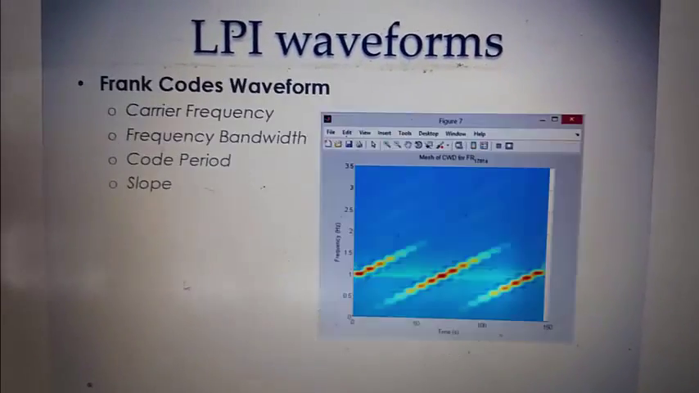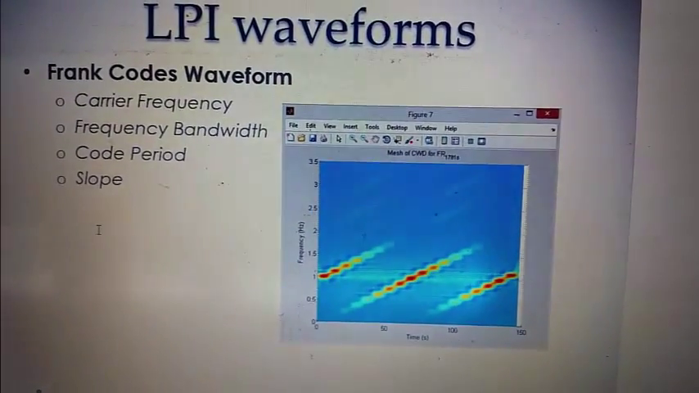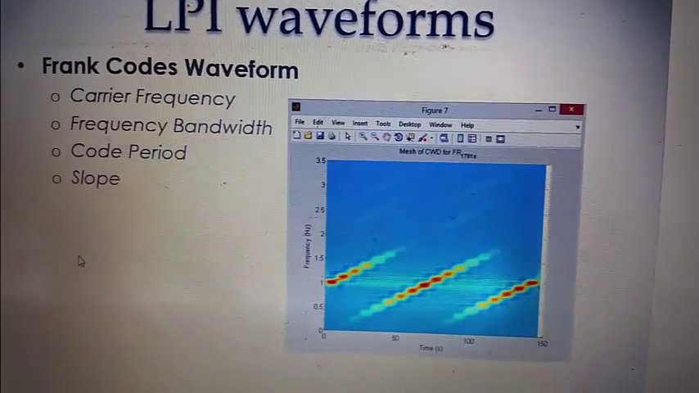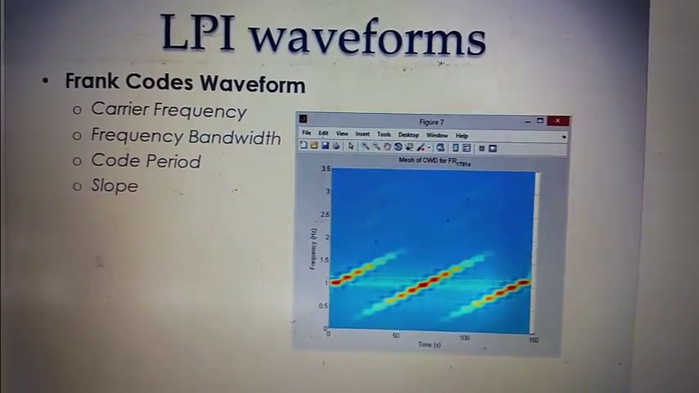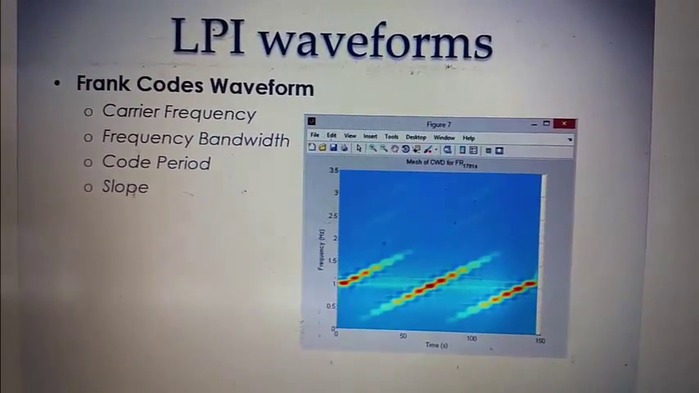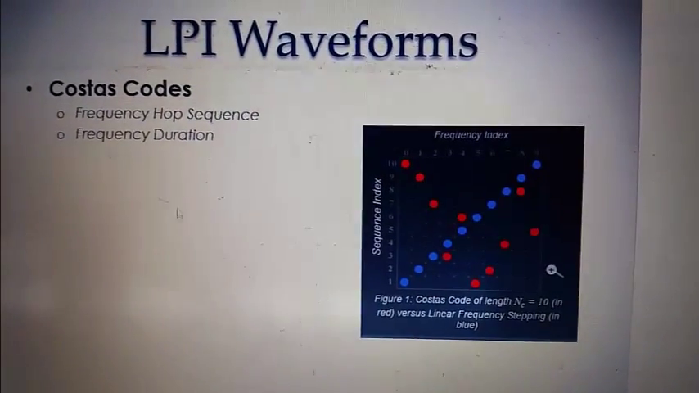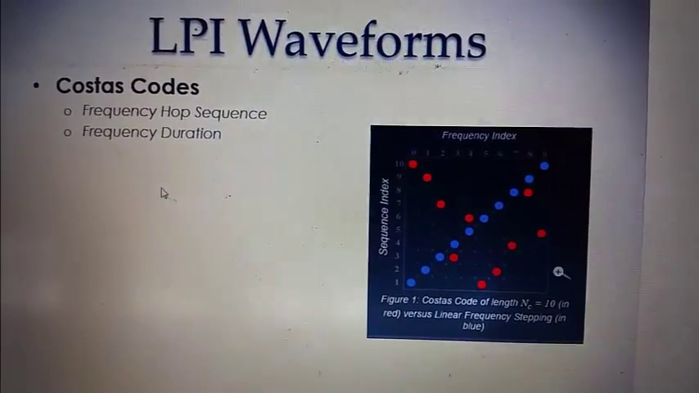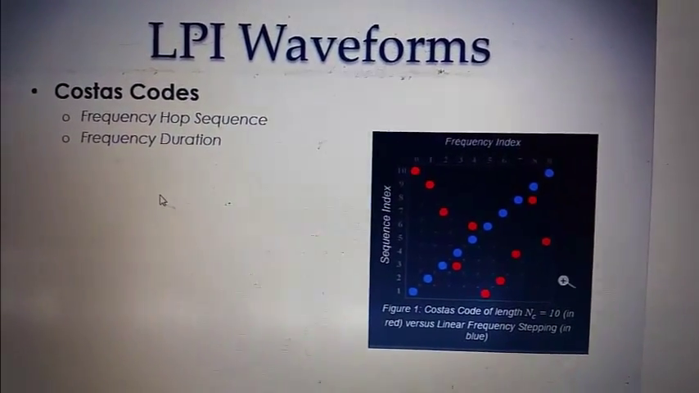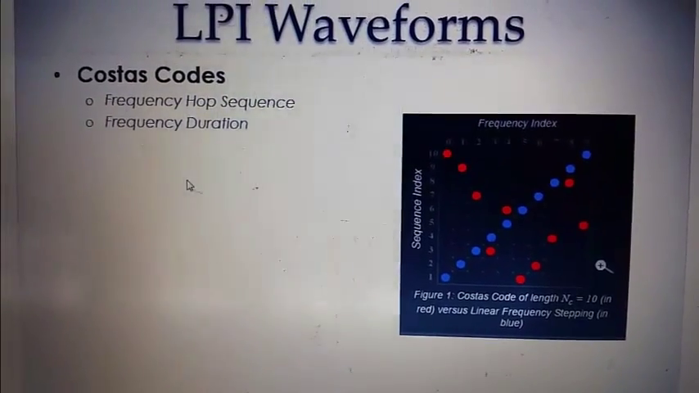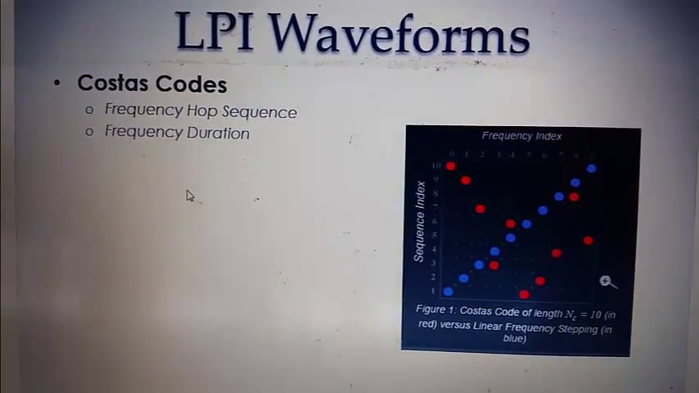And so the next one is the Frank codes. Frank codes is another popular signal that's used for LPI waveforms. And just like before, there's carrier frequency, frequency bandwidth, code period, and slope. And okay, moving on, we have the Costas codes. Costas codes is really popular, and the reason why is because it is very hard to detect. It is the most random that we know of.